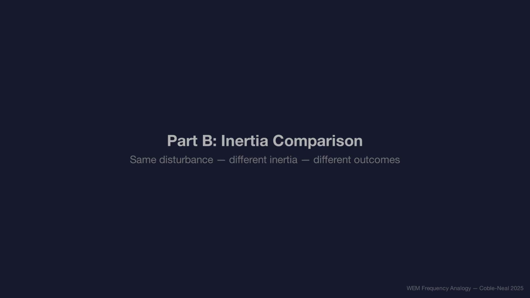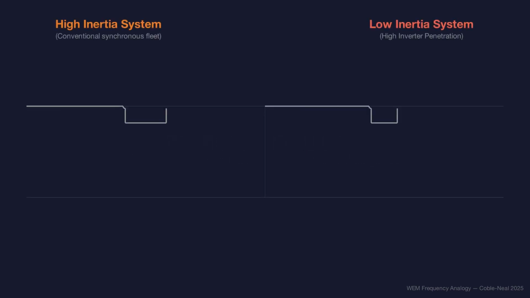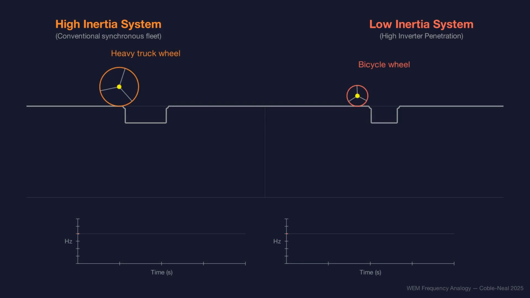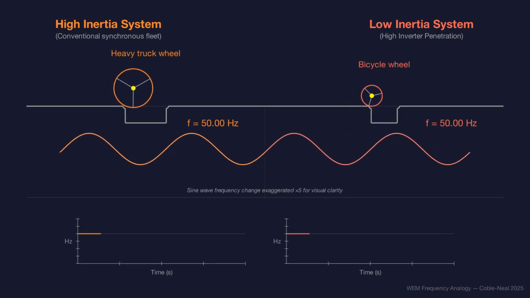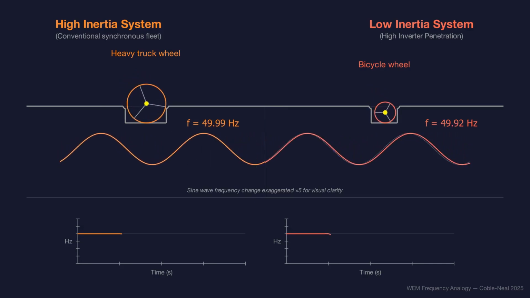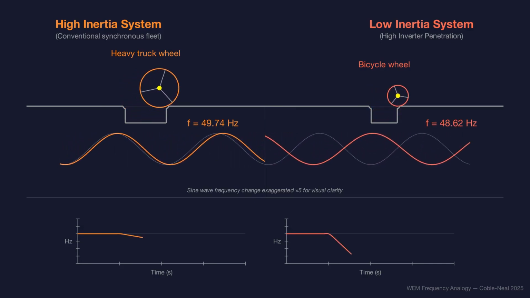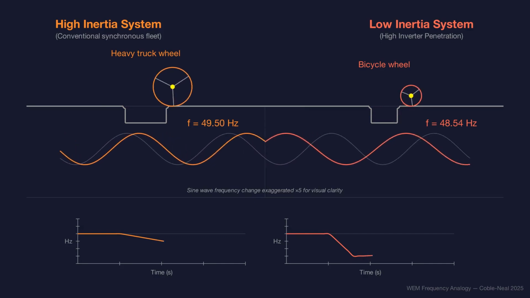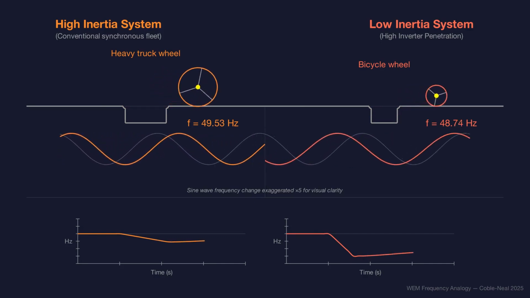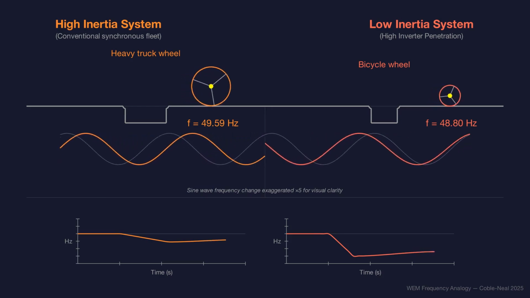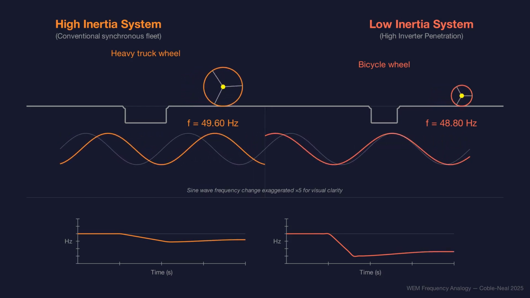Using the same wheel hitting a pothole analogy, let's compare a low inertia system with a high inertia system. Inertia is related to the size of rotating masses connected to the electricity system. A high inertia system will resist changes in frequency, while a low inertia system will see the frequency dip lower. So given the same number of disturbances in a system, it's better to have high inertia to control frequency. Note that inertia occurs without any discernible time lag.